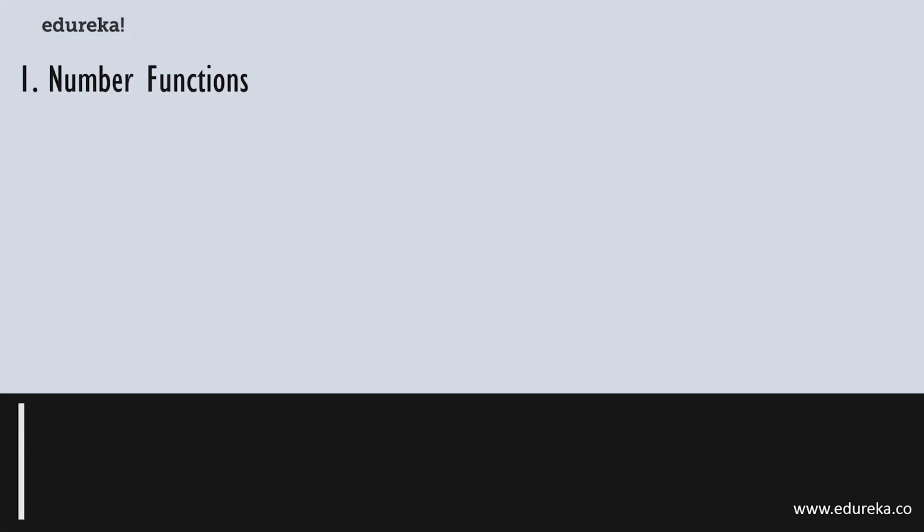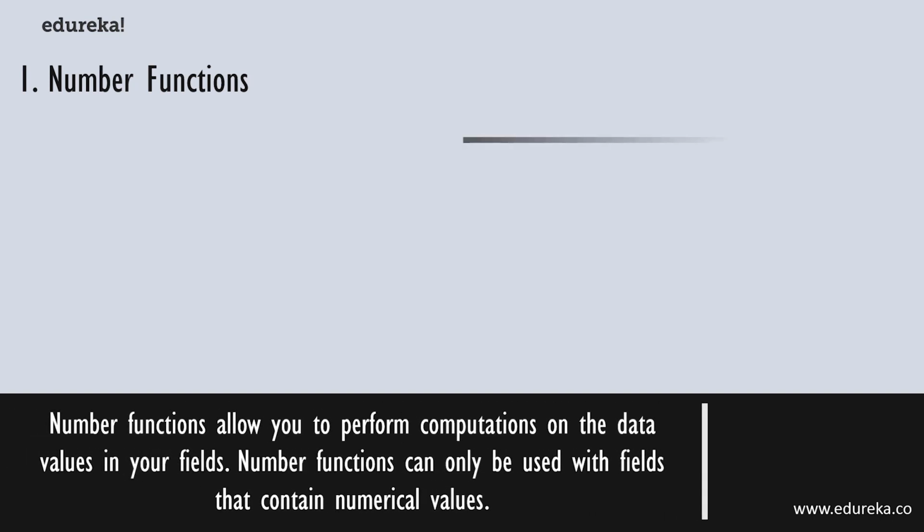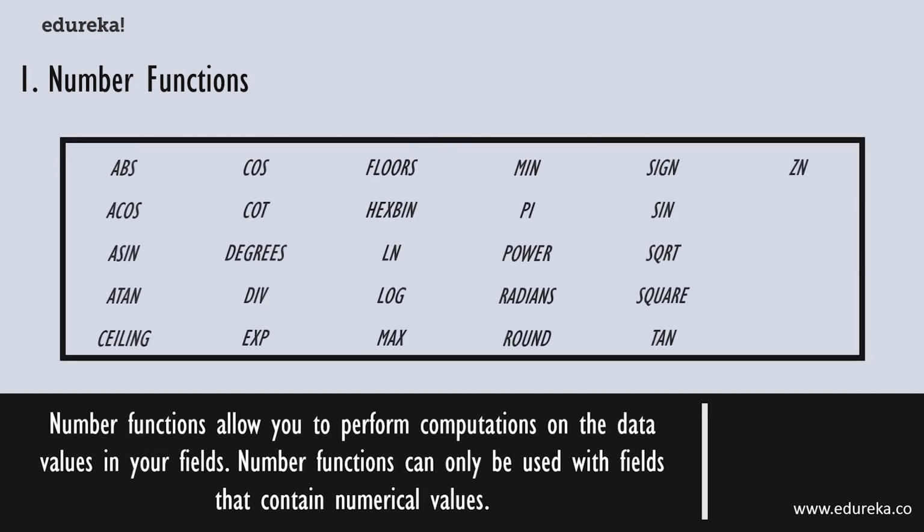So first of all, we have number functions. Number functions allow you to perform computations on your data values in the fields. These functions can only be used with fields that contain numerical values. Pretty obvious, right? On your screens right now, you can see all the number functions that I'm going to be covering in this segment. We will start with the absolute function, or ABS, and close with the ZN function, each of which I'm going to demonstrate using Tableau Desktop. So let's get started with our first function.